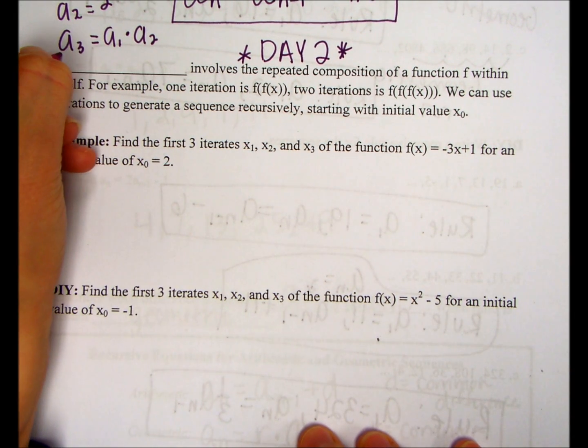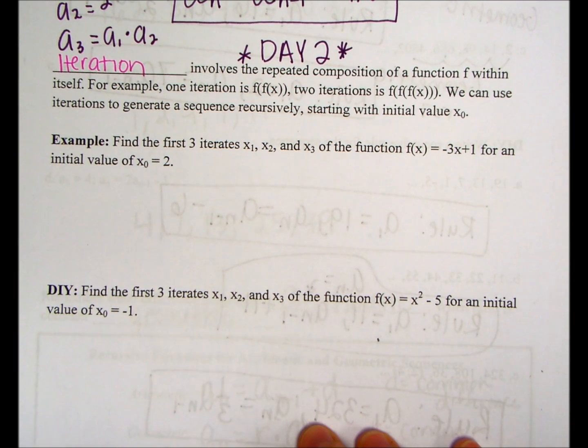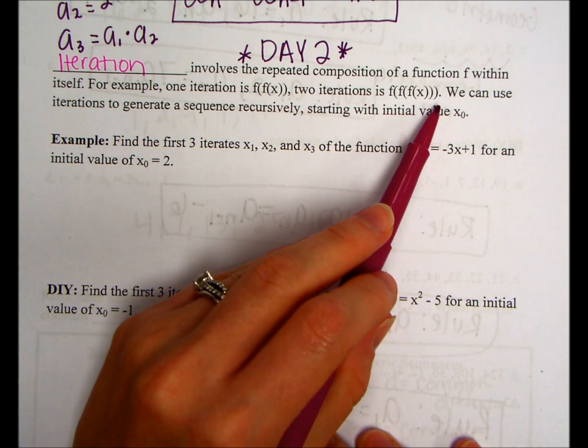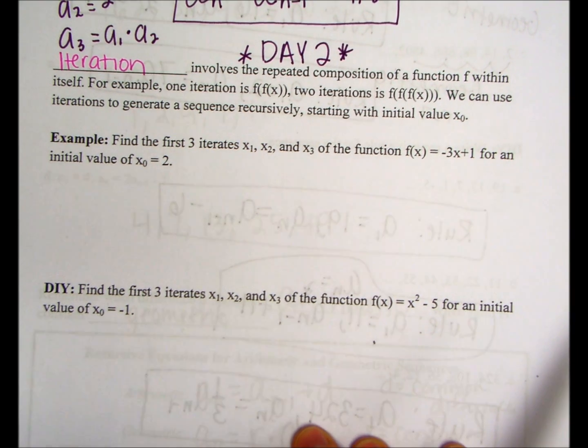Okay, so iteration involves the repeated composition of a function f within itself. For example, one iteration is f of x, composition of functions, like we learned about in first semester. Two iterations is f of x. So we can use iterations to generate a sequence recursively starting with the initial value.